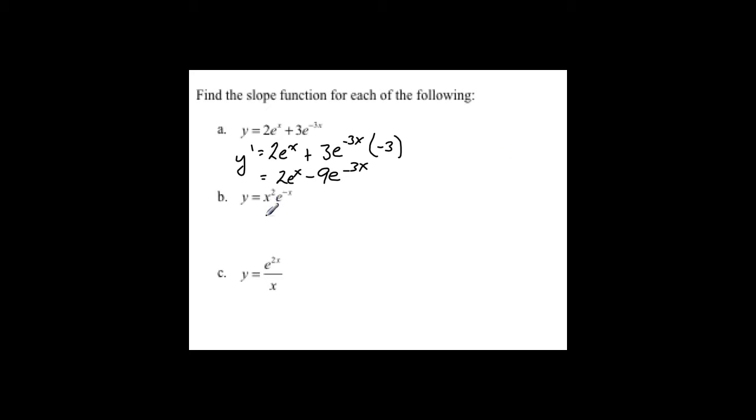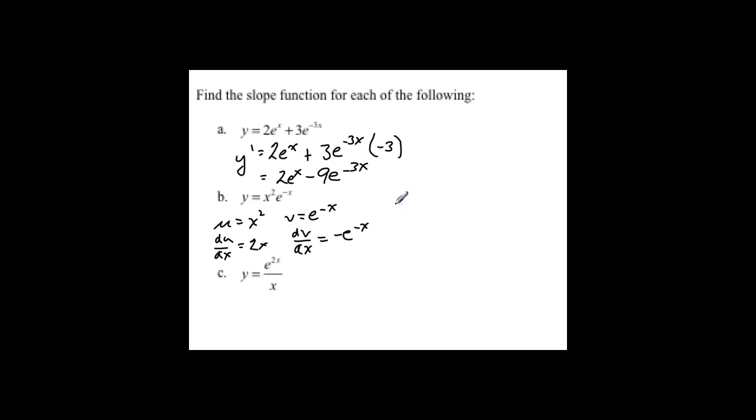In B, I have a product of two functions, now one of them involving e to the x. Okay, so I need to use the product rule. So remember how to use the product rule. We let u be one of our functions, which is x squared, and then we take the derivative of u with respect to x, and this is 2x. And then we let v be equal to the other function, e to the negative x, and then we find the derivative there, dv dx, is negative e to the negative x.